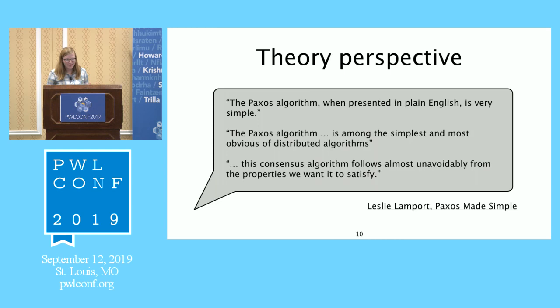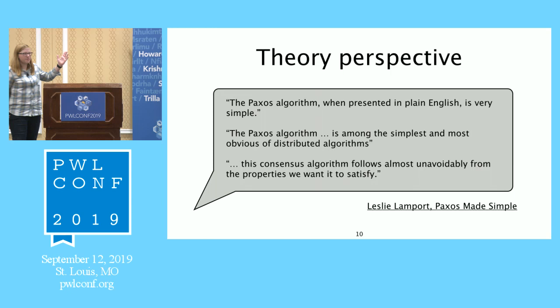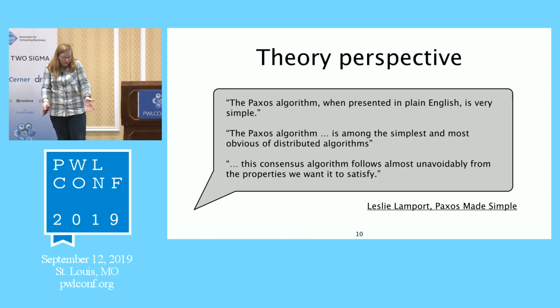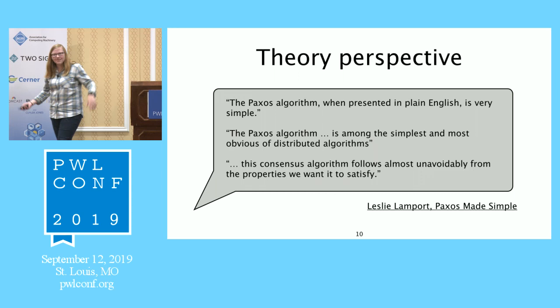This consensus algorithm follows almost unavoidably from the properties you want to satisfy. That's amazing, right? You just think about distributed consensus. Think about that problem I showed you, and you would derive Paxos on your own. You couldn't help it. It's like you'd fall over it. It's just there. Great. Why do I need to do a PhD in this?